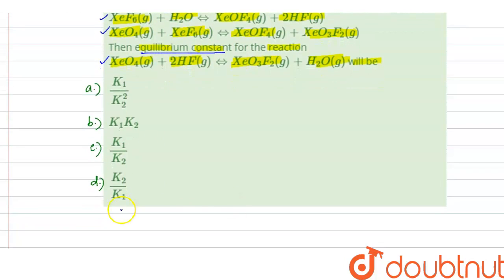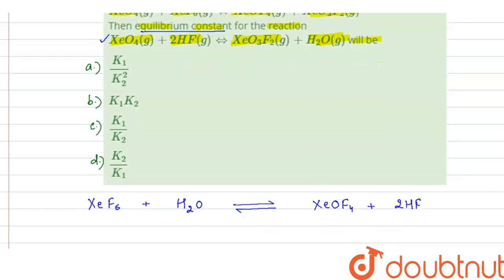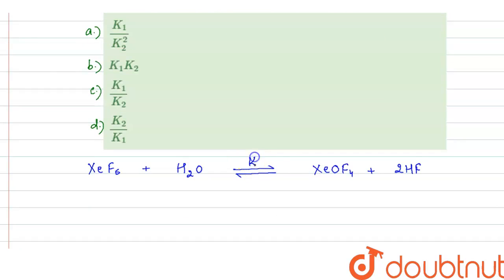So first reaction we have XeF6. It reacts with water to form XeOF4 and 2HF. Now the equilibrium constant for this reaction is K1. Now we will write the expression for the equilibrium constant K1.